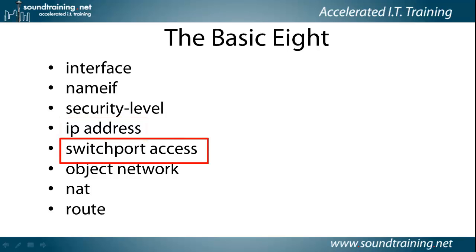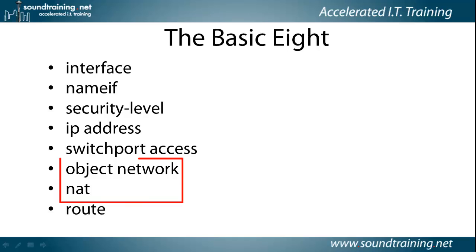Switchport access is a Cisco switch command, which is where we make a physical interface, such as interface Ethernet 0/0, a member of a switch virtual interface, such as VLAN 1. Object network and NAT are the commands that we use to configure port address translation. And then finally, the route command is how we assign a default route.